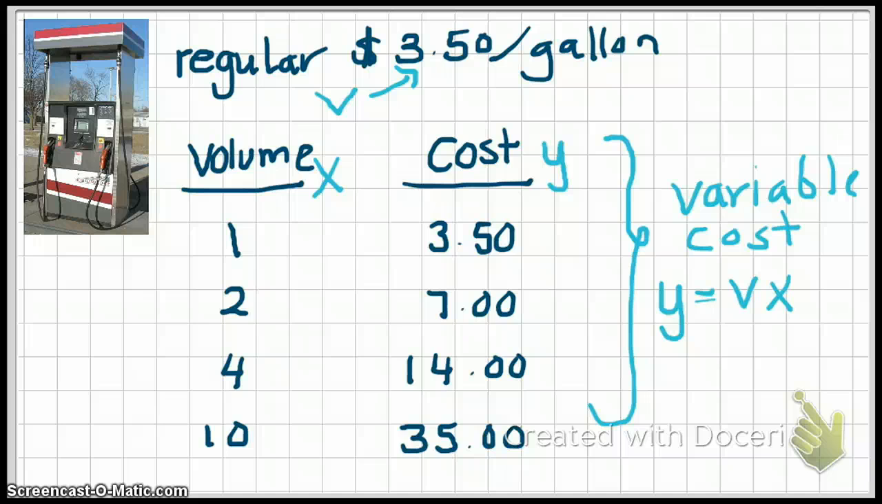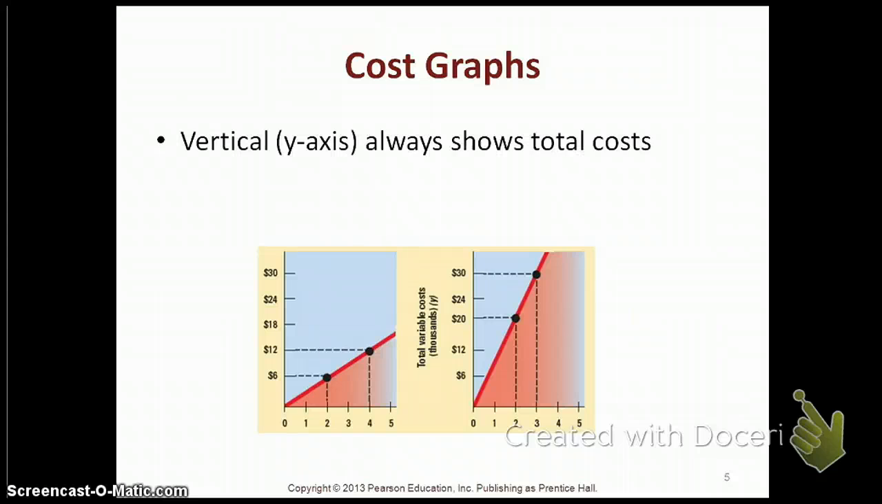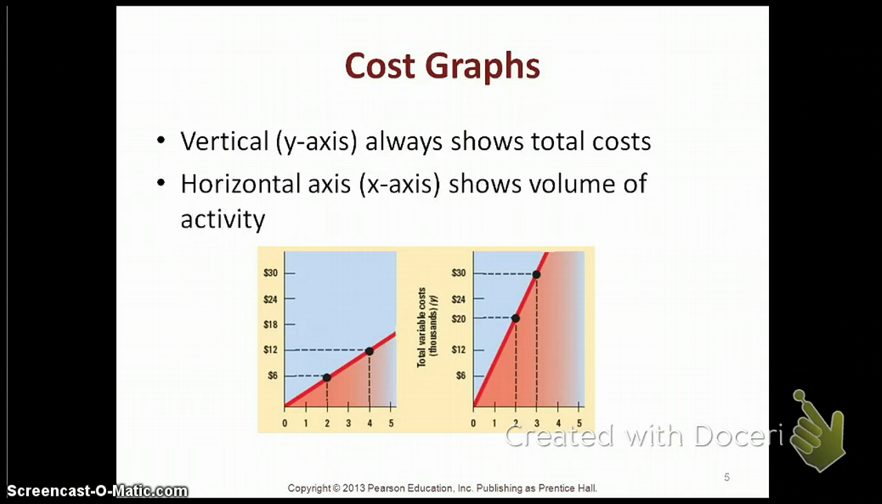Let's take a look at some cost graphs for variable costs. Whenever you're looking at cost graphs, your vertical axis, which is your y-axis, always shows your total cost. Your x-axis, which is your horizontal axis, always shows your volume of activity, so total cost and volume of activity.